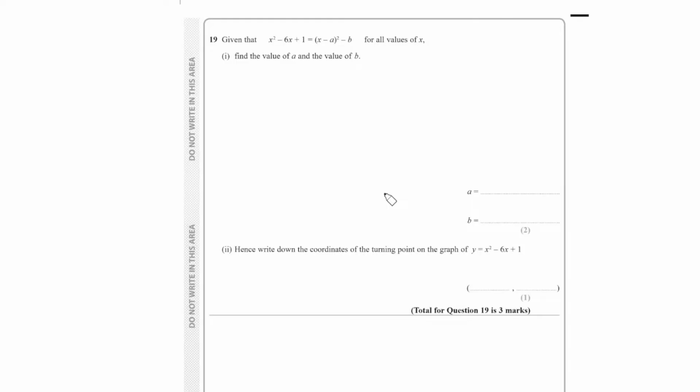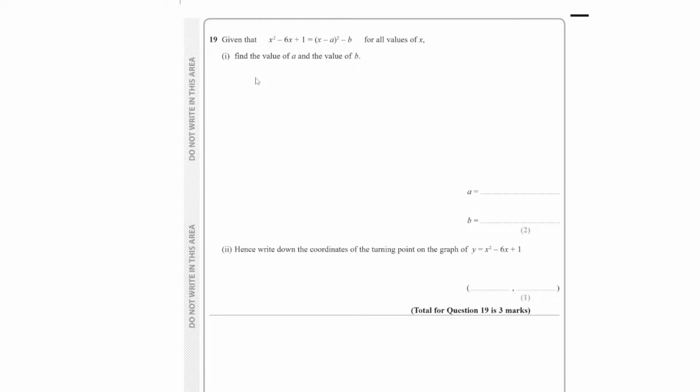Okay, question 19. This is a really nice question. So we've obviously got here, we just need to be able to recognize this format. That means completing the square. So given that x squared minus 6x plus 1 can be written as this for all values of x, find the value of a and b. So basically complete the square is what that is saying.